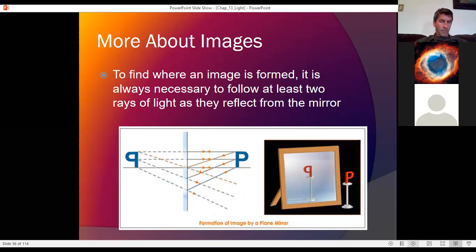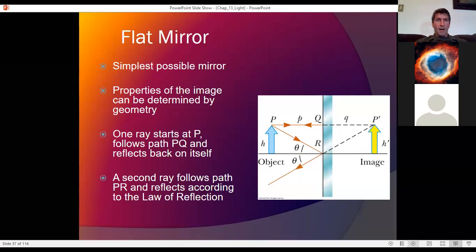Okay. The other neat thing about a plane mirror is that, as you can see here, everything's reversed. So the P appears to be backwards when we look at our reflection. And when we look at ourselves in the mirror, what's on the right side of our face appears to be on the left side of the image. Okay, that's kind of cool.